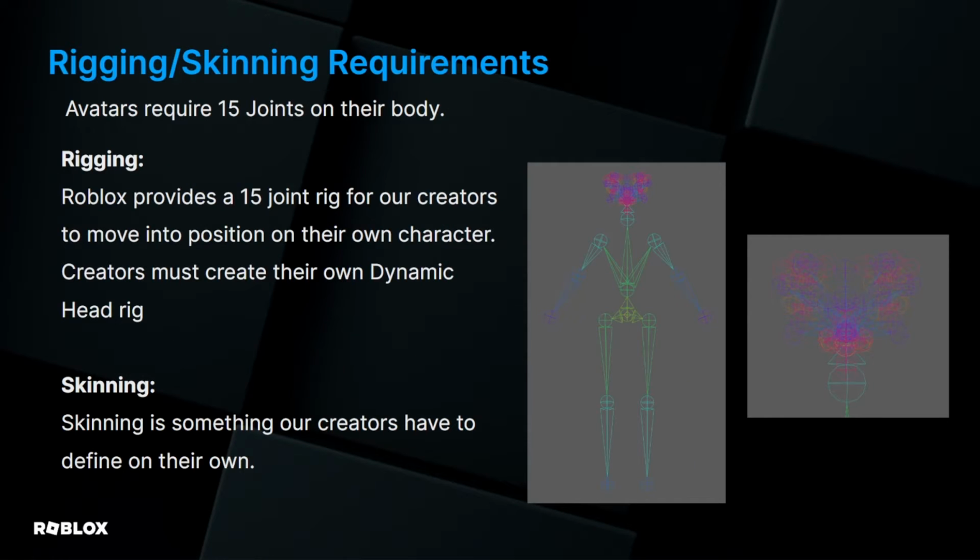Rigging and skinning requirements. Roblox expects only 15 joints on the body if you want to create an R15 avatar. Rigging: we provide a 15-joint rig for our devs to move into position on their own character. The dynamic head rig we require them to create on their own since the amount of joints needed can differ. Joints and attachments can have a translation value, but with scale and rotation frozen. Attachments have to be in correct locations. Left and right grip attachments are the only ones that should have an X positive rotation value of 90 for holding swords and guns. Skinning.